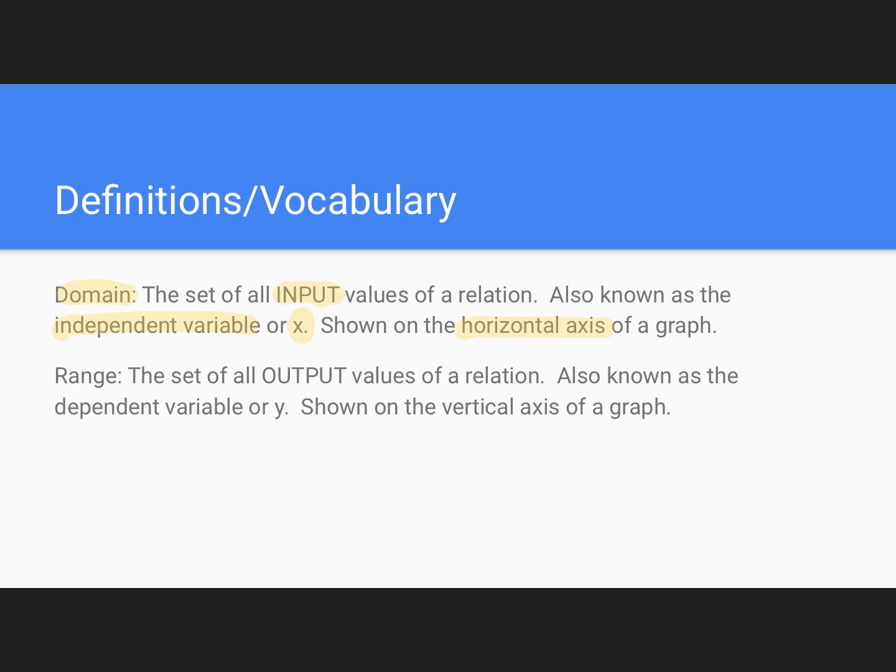Okay, so then we have our range. The range is the set of all output values of a function or relation. It's also known as our dependent variable or our y value. It's always shown on the vertical axis of our graph. Okay, so remember, domain, input, x value are all used pretty much interchangeably. Same thing with range, output, dependent variable, y value, all of that's used interchangeably as well.